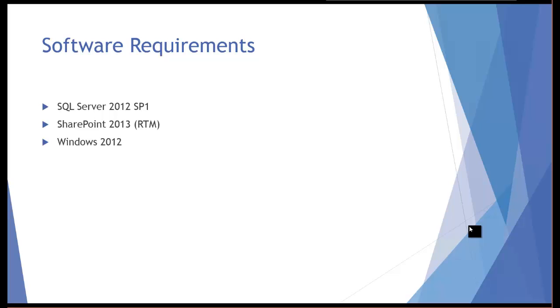This same procedure really would work on Windows Server 2008 R2 as well, but in these lessons we will use 2012. SharePoint 2013 is the version we'll use, and at the time this was recorded, the RTM version was current. And then for the BI components, we'll be using SQL Server 2012 with SP1, which is significant because some of the features that we will use in this series are only available with at least SP1 of the SQL Server 2012 product.